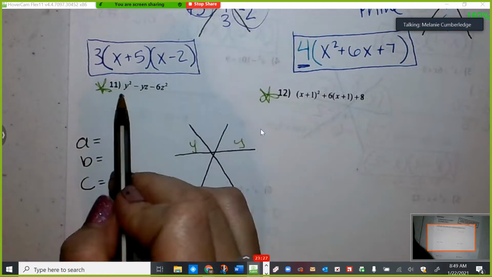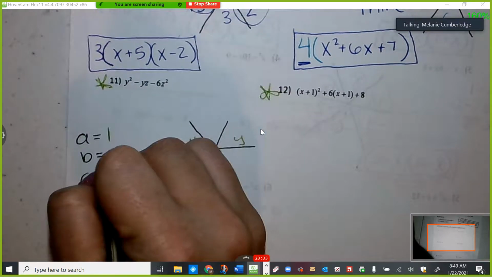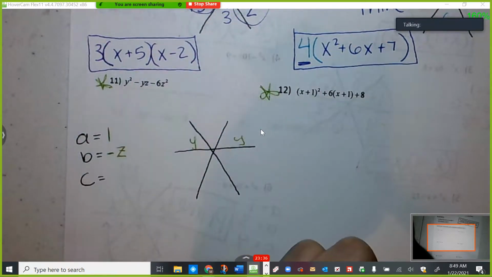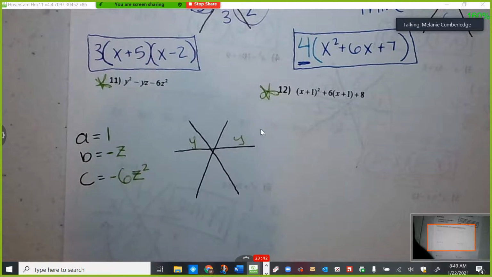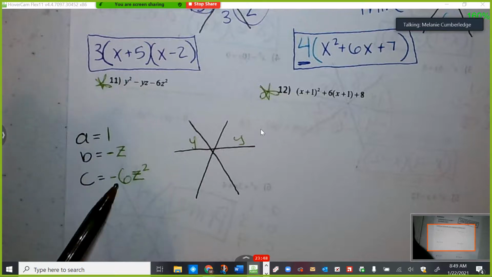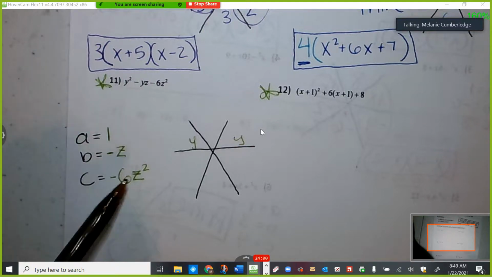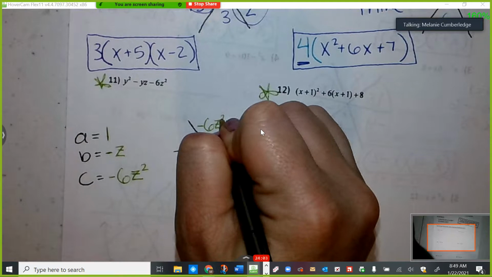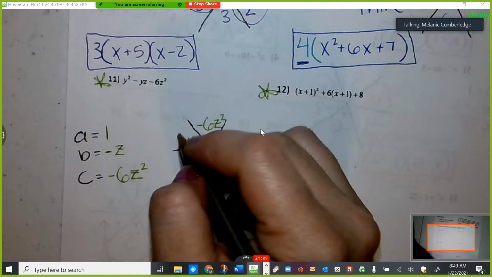Okay, so there is nothing with Y squared, so that's 1. But with my Y in the middle, I have a negative Z. And my C is negative 6Z squared. Is everybody okay with where I got these 3 things? Okay, so knowing this, A times C is negative 6Z squared. B is negative 1Z. Now, my A is 1.